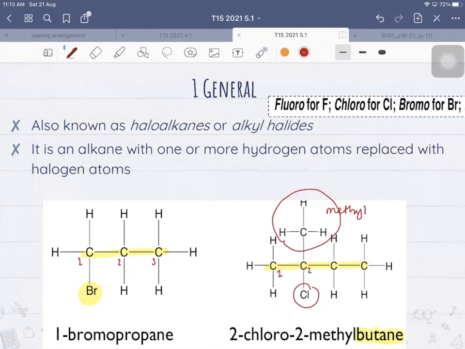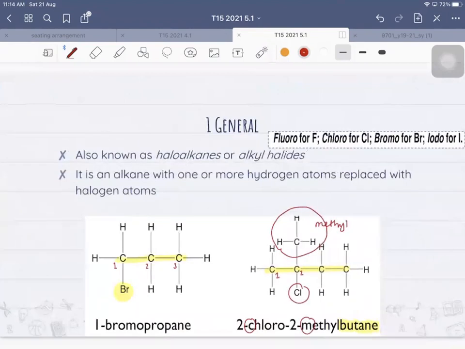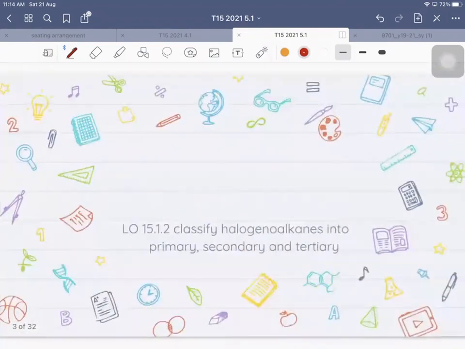Why does chloro come first before methyl? It is because of the alphabet. Okay, C comes first before M. All right, so that's just a little bit of recalling on how to name your halogenoalkanes.